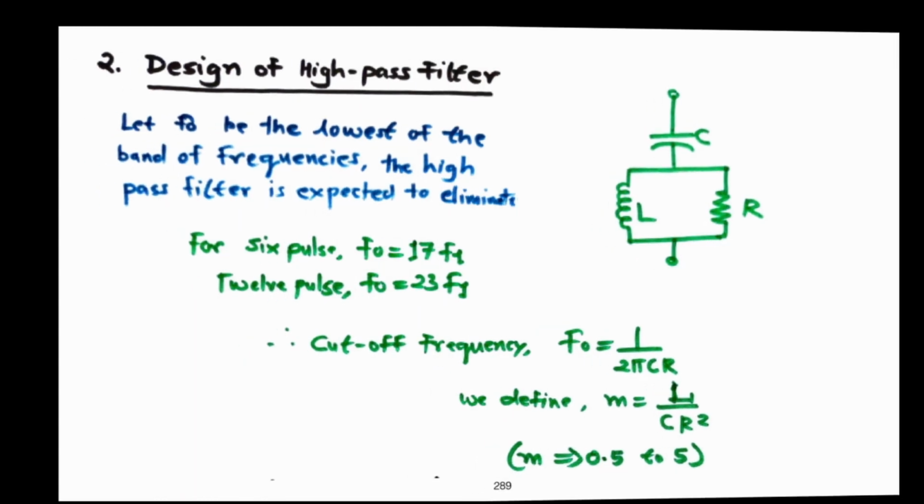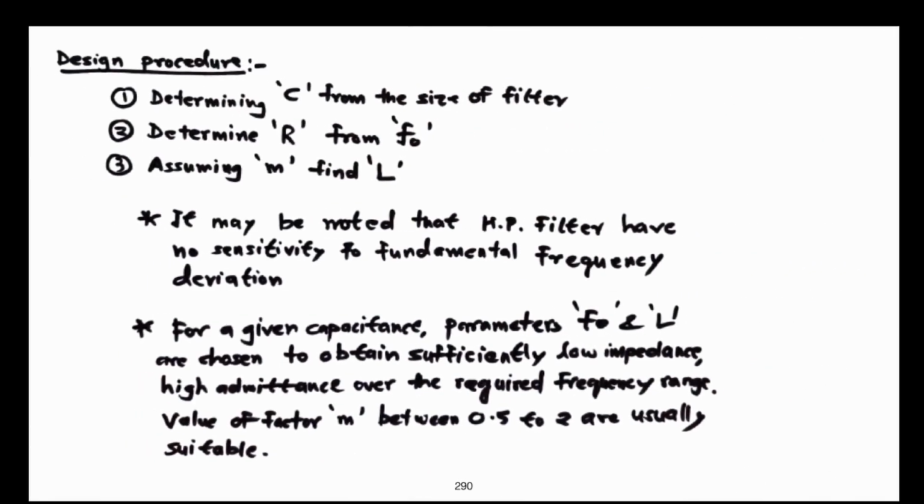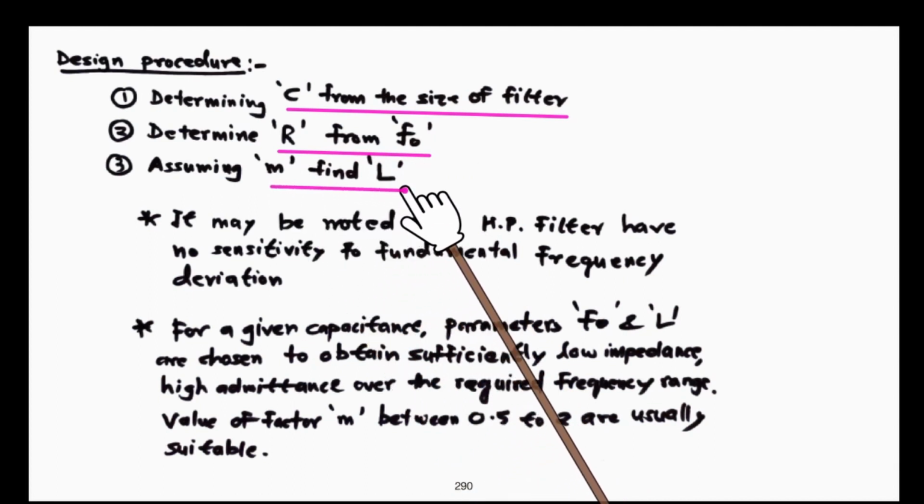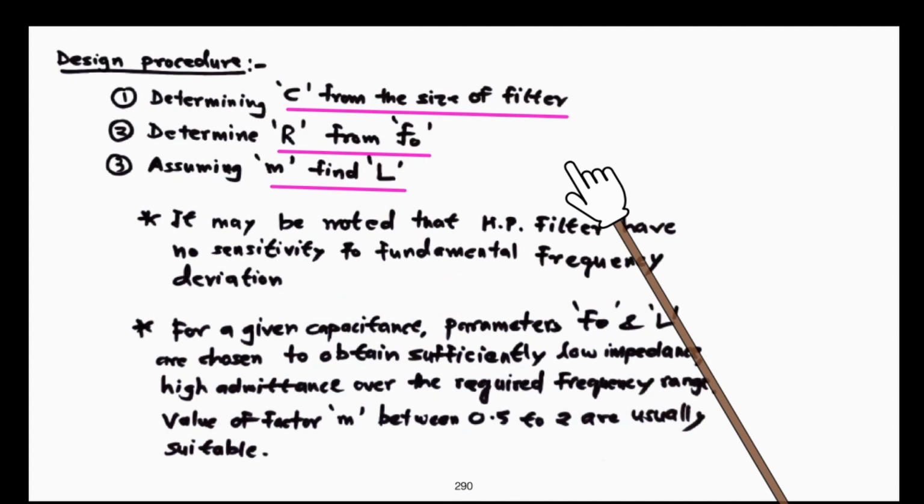Let us check with the steps here. First one, determining C from the size of the filter, that is the MVAR requirement. Then determining R from the equation for F0, right, and lastly, assuming M, we can find out the value of L. So all 3 components.